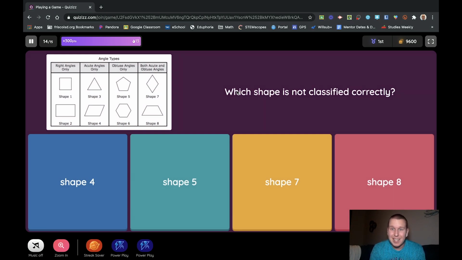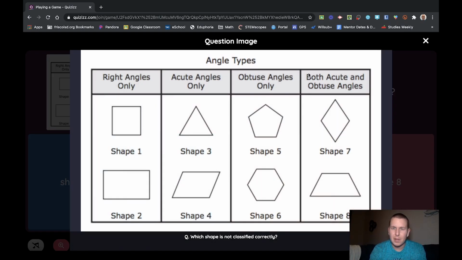Which shape is not classified correctly? Shape 4, shape 5, shape 7, shape 8. So let's open this up a little bit, okay? So we have a category or a column that says right angles only, so that means they only have 90 degrees. So shape 1 is a square. Shape 1 has 4 90-degree angles. Shape 2 is a rectangle, 4 90-degree angles. I think everything in that column is good to go. Next, we have acute angles only. Shape 3 looks like an equilateral triangle, and we know all equilateral triangles are acute.